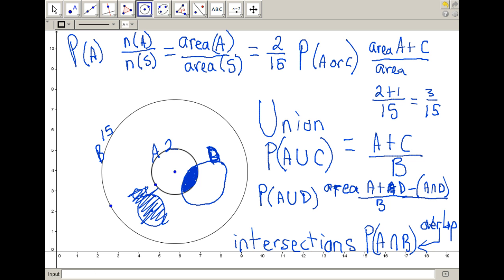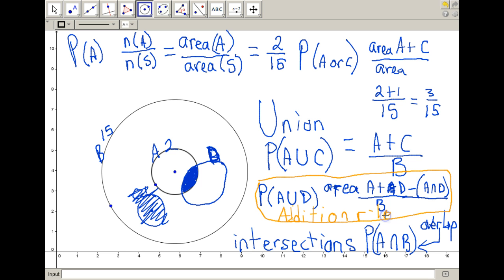Let me get a good color here. This can be a contrasting color here. And this is called the addition rule. Did I spell that right? I'm working on the addition rule.